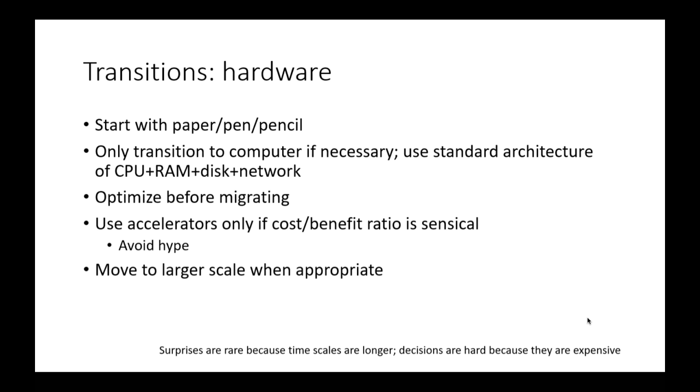What else? Yeah, avoid hype. We touched on that. And then scale when appropriate. So this is going back to your homework. If you're never going to operate on a gigabyte worth of CSV, then don't bother trying to scale out to a solution that would do that. Why use Dask or multiprocessing if you can solve it in a few seconds on your computer running serially?